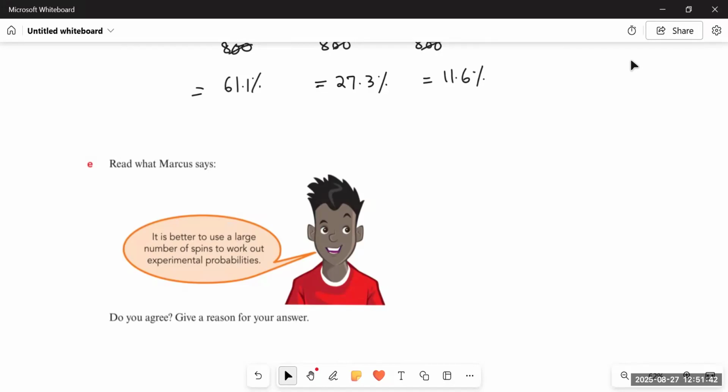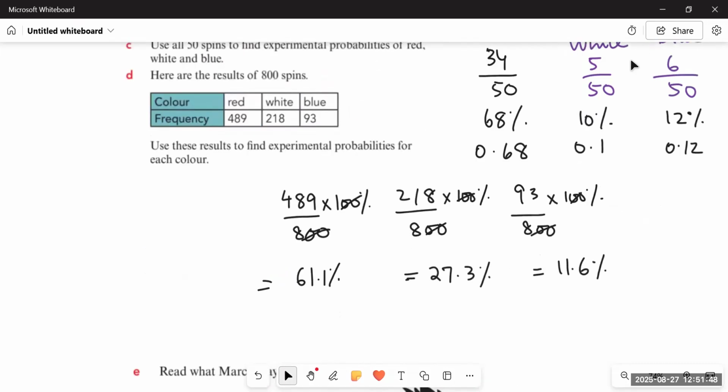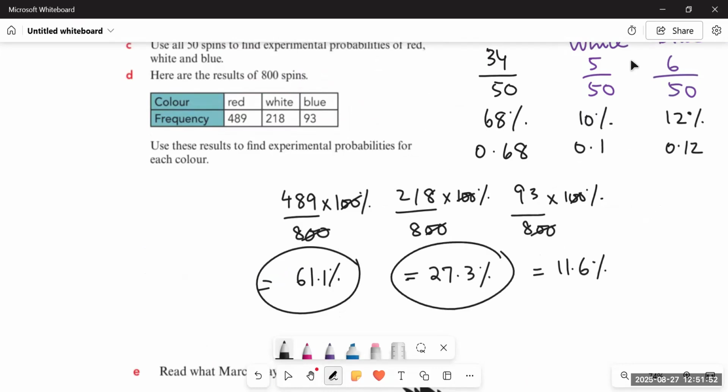Yes, we agree with that, because when we calculated the probability on a large scale, that is 800 spins, we are getting experimental probabilities very close to the theoretical probabilities. The theoretical probability for red was 60%, for white it was 30%, and for blue it was 10%. So you can see that the experimental probability is again very close. 61.1 is very close to 60, 27.3 is very close to 30, and 11.6 is very close to 10.